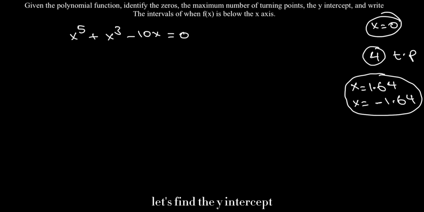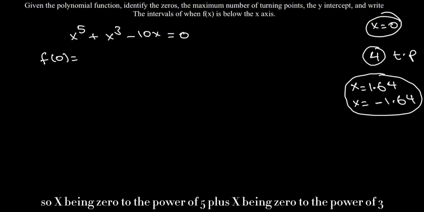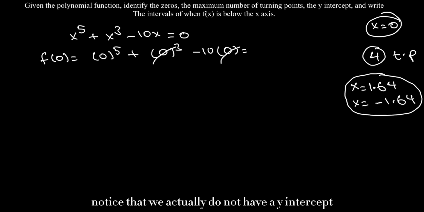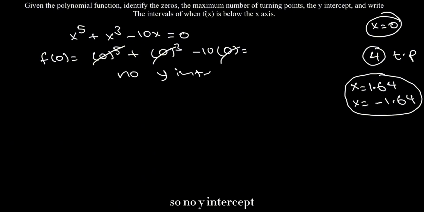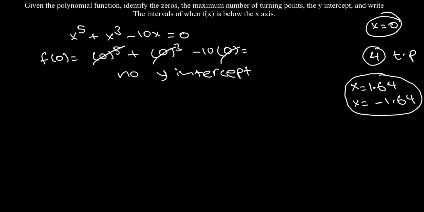Let's find the y-intercept. Now the y-intercept is taking f of 0. So x being 0 to the power of 5 plus x being 0 to the power of 3, take away 10 multiplied by x, which is 0. Notice that we actually do not have a y-intercept, so no y-intercept. The function actually never touches the y-axis.